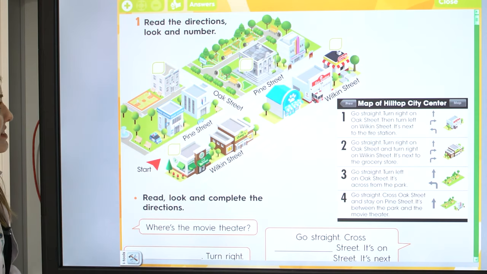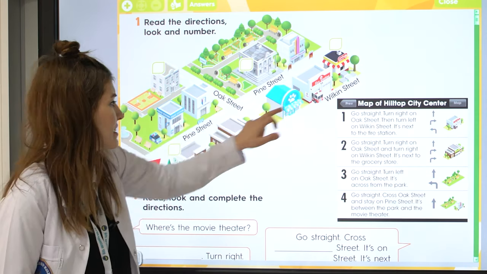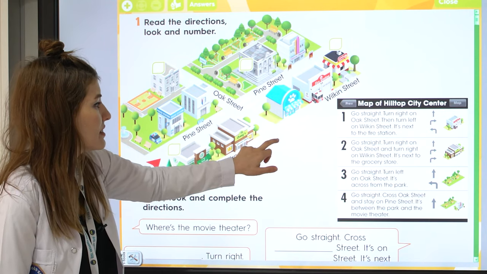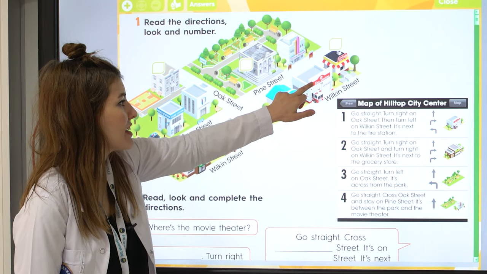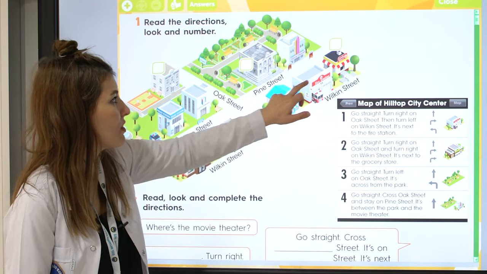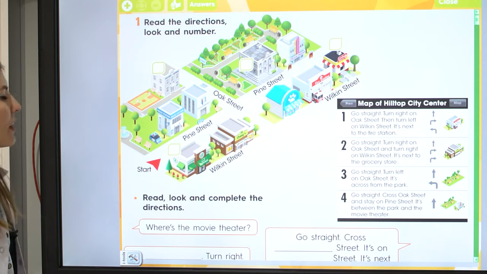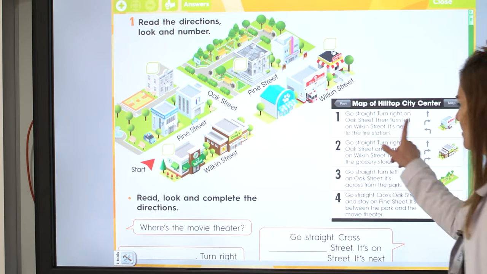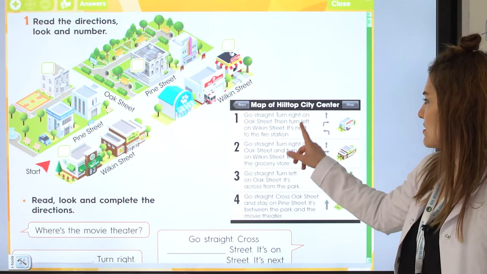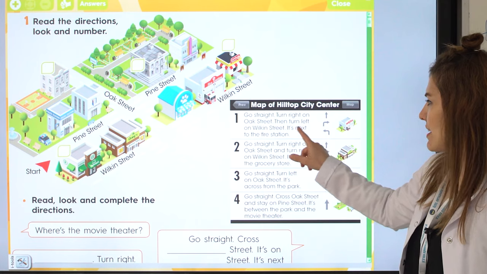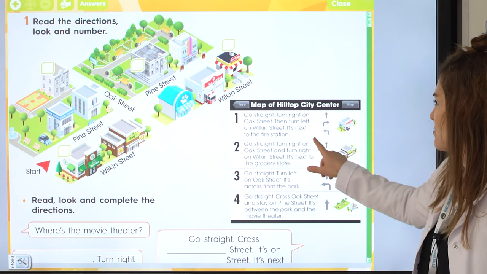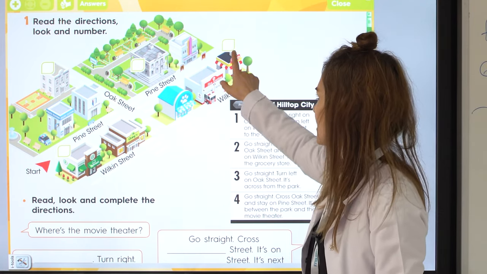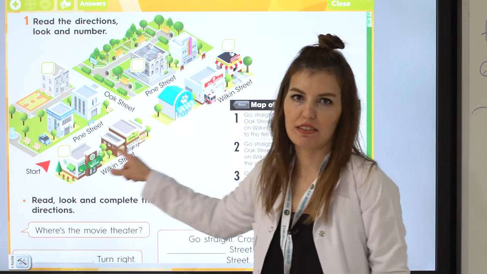For example, the fire station. The fire station is here. Go straight, turn right, and turn left again. The fire station is between the pet store and the candy store. Now, let's read these directions on the map. Go straight, turn right on Oak Street, then turn left on Wilkins Street. It's next to the fire station. Read this map and put the right number on the correct picture.